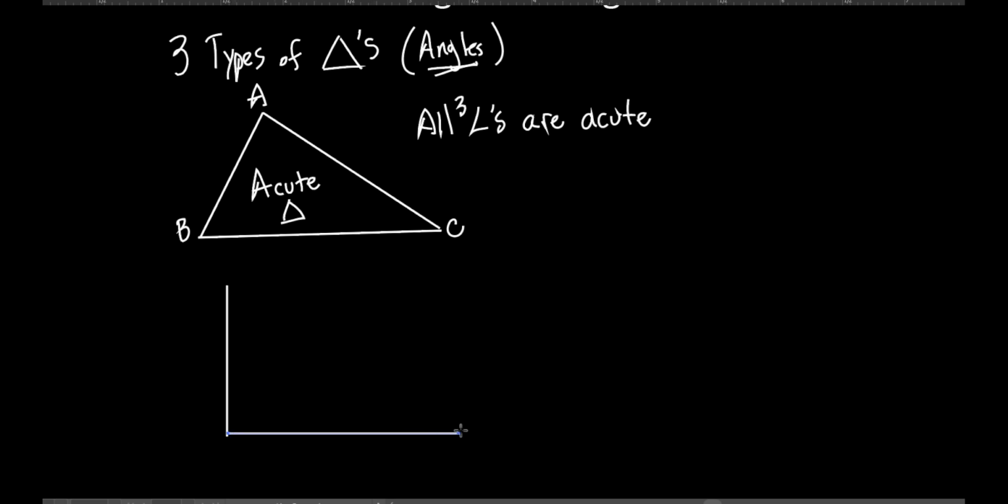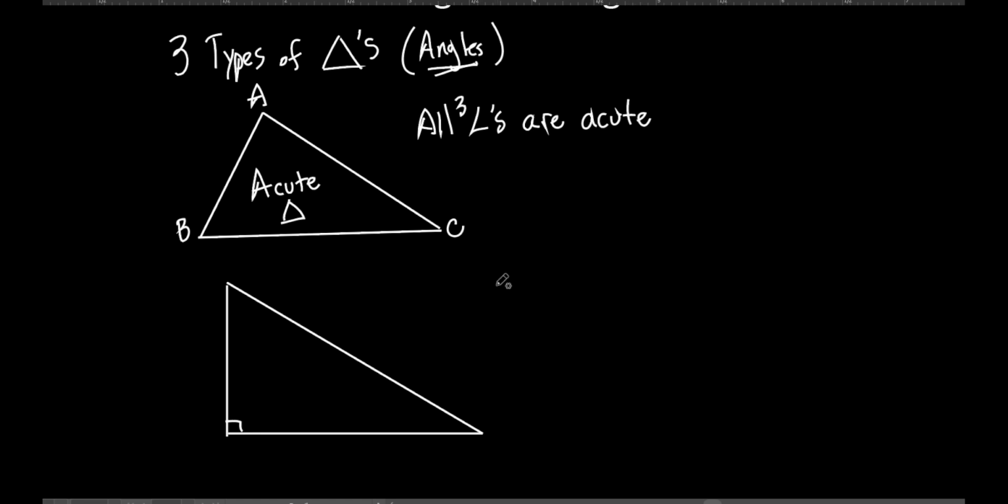What if you had a triangle that looked like this? And I put a little box right here. What does that little box thing mean? It's a right angle. It's a 90-degree angle. Exactly. Okay? So what do you think we call this triangle? It's a right triangle. Now, do all 3 angles have to be right angles? No. How many? 1. And you can only have 1.